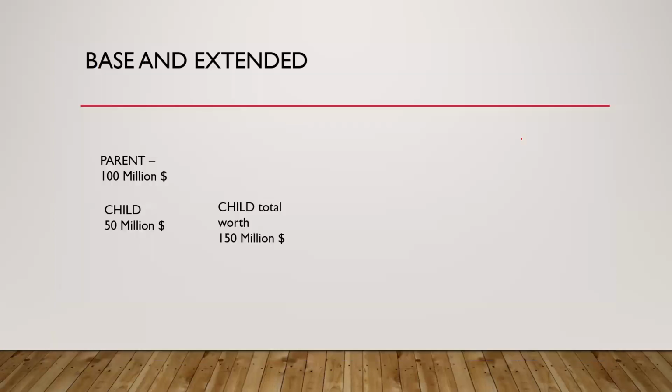Yes. This is important. I will give a funny example to help you understand: if the parent has 100 million and the child has 50 million, the child is actually worth 150 million. So this is simple to understand. Whatever the parent has automatically goes to the child, but whatever the child has will not go to the parent.